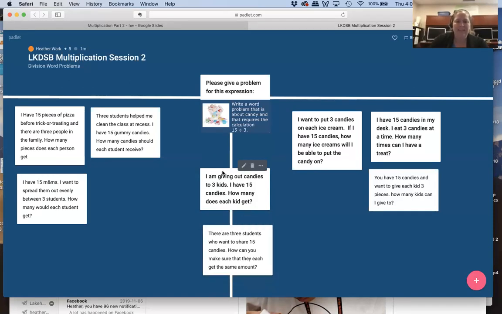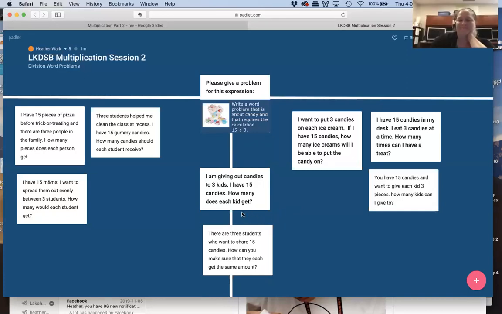I'm giving out candies to 3 kids. I have 15 candies. How many does each kid get? Left or right? Oh, right. We have a right, and we have a left and a right. All right. So maybe in the text chat you can make a case. Why left? Why right? It takes a little bit longer. Candies to 3 kids. I have 15 candies.